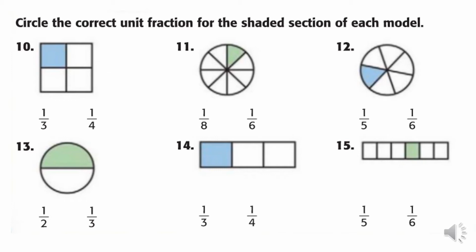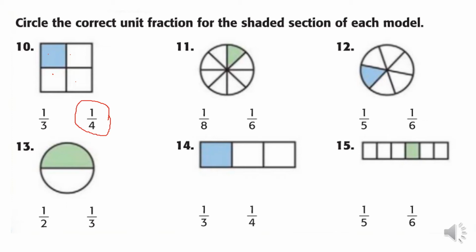Circle the correct unit fraction for the shaded section of each model. For the part that is colored. Yes, so the first one, number 10, we have a square and it has how many parts? 1, 2, 3, 4. This part is just one part of a whole. How many parts does this whole have? It has 1, 2, 3, 4. So we're not gonna circle this one. We're gonna circle this one, 1/4.